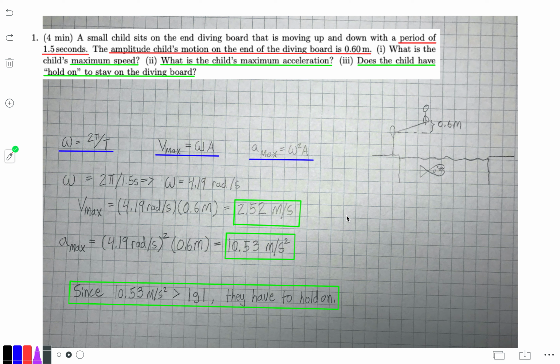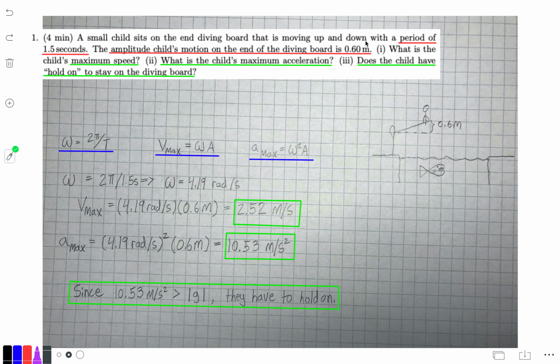Today's video we're going to be discussing Physics 252 Week 5 problem number 1. In this problem we are tasked with relating some different variables in simple harmonic motion to one another as a child bounces up and down on a diving board. So the key word here is that the diving board is moving up and down.